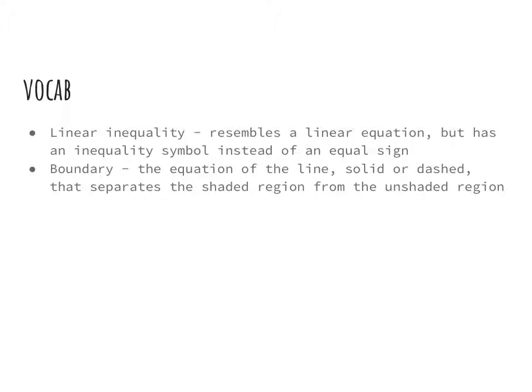Our first vocab term is a linear inequality. That resembles a linear equation but has an inequality symbol instead of an equal sign. Second term is a boundary. That's the equation of the line, either solid or dashed, that separates the shaded region from the unshaded region.